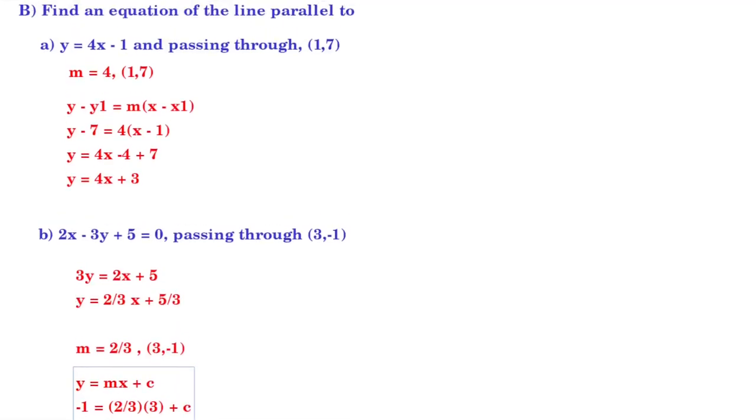Now I just want us to confirm if really these two lines are indeed parallel to each other. So we are going to draw this line and this line on our GeoGebra. Then we will confirm if they are really parallel to each other. Let's go to GeoGebra. Now we are here on GeoGebra.